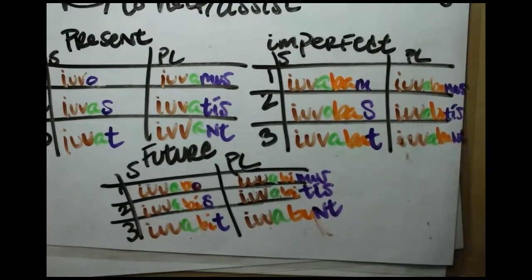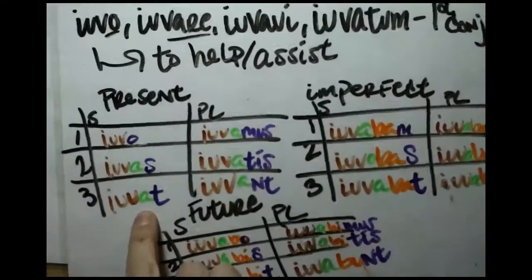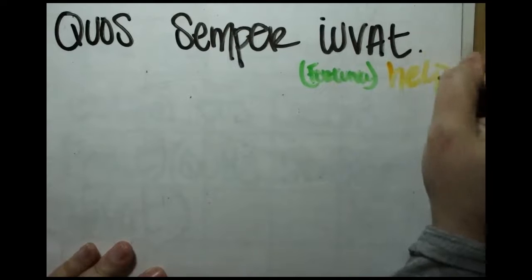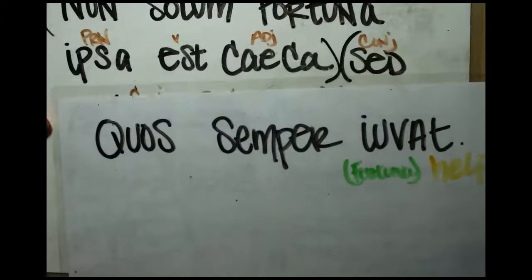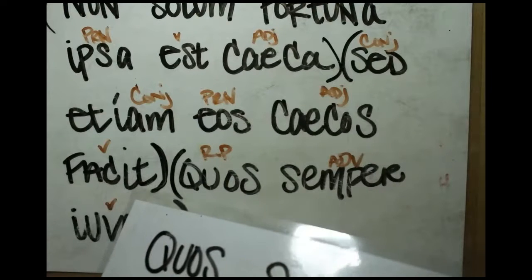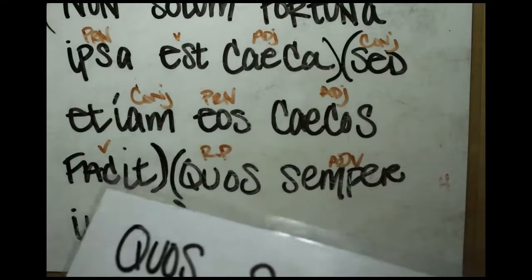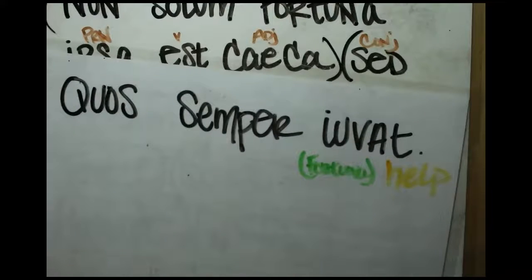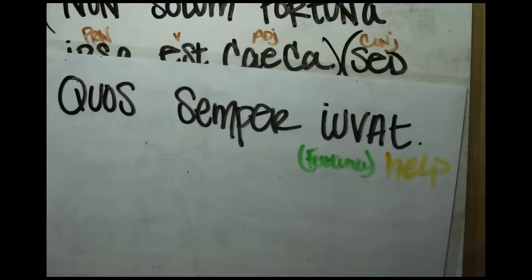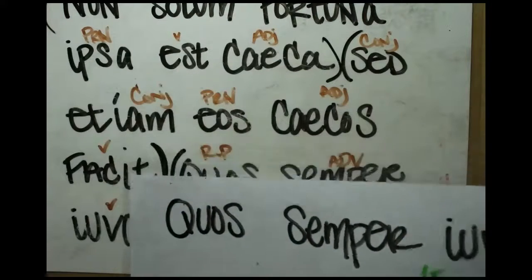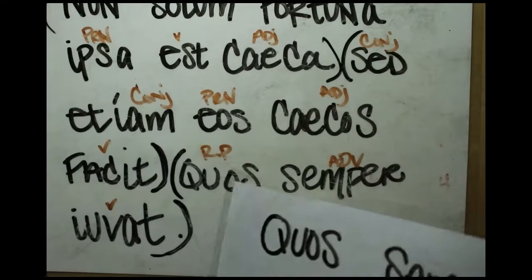iuvabunt, they will help. The form we have in the sentence is iuvat, third person singular, present active form. And we know that it's fortuna that is the subject here. So fortune helps. Quos here is our relative pronoun. It is referring back to what? So what's before this? It can have an antecedent that's within the verb here, but we know it's not because this is a singular verb. If we look at our relative pronoun chart here, all of our forms, it will show us that this is a plural masculine form. The subject of that verb is singular feminine, so it's not the antecedent of quos here.